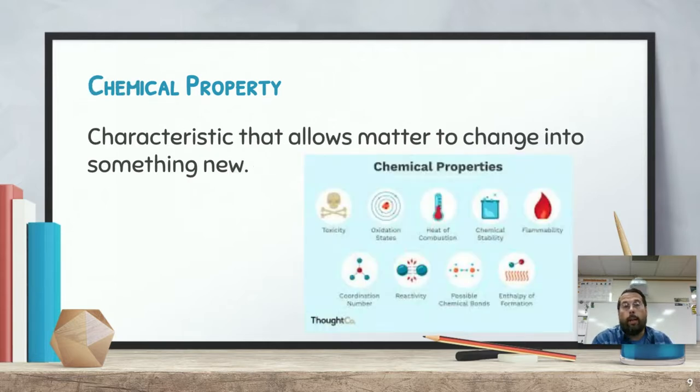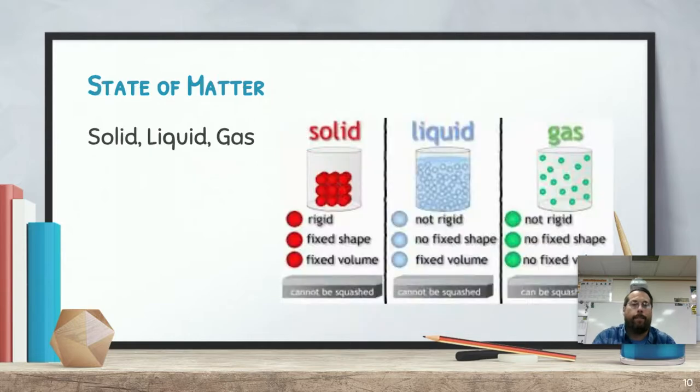Remember, a chemical property is a characteristic that allows matter to change into something new. So again, when I see property, I should know it's a characteristic. Also, when I see chemical, I should know it's going to change into new materials. Things like oxidizing or rusting or burning. If it can do that, again, that's a property. It means it can do this. It hasn't done it yet.